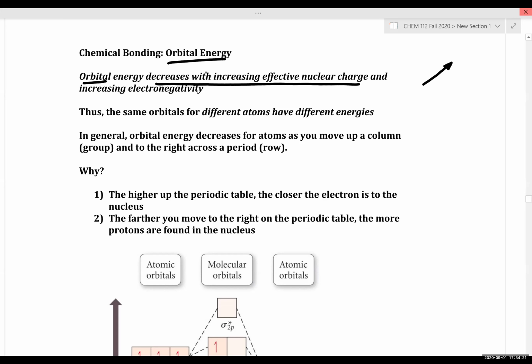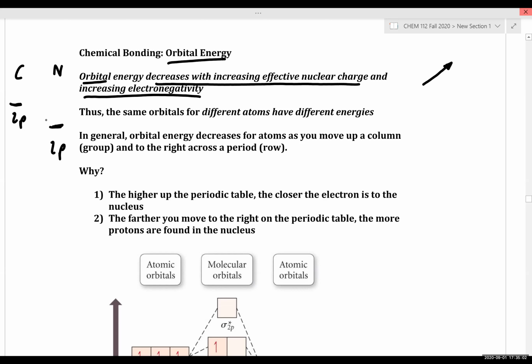So orbital energy decreases with increasing effective nuclear charge and electronegativity. For example, if we compare carbon and nitrogen, if we compare a 2p orbital for carbon, following this premise, would we expect the energy for a 2p orbital for nitrogen to be higher or lower in energy? Higher or lower in energy based on this rule? Lower. Yes, exactly right. So nitrogen's 2p orbital is slightly lower in energy.